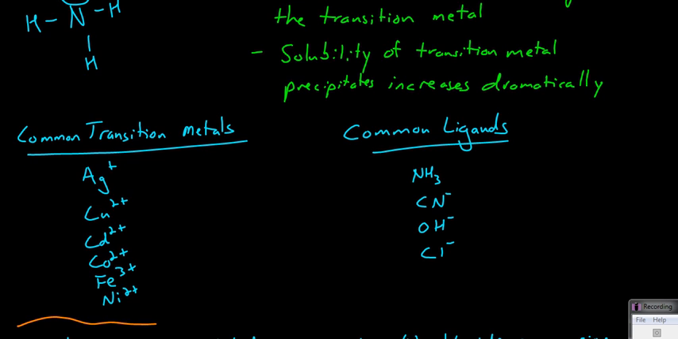So some common examples of transition metals that can form coordination complexes, complex ions, are silver, copper, cadmium, cobalt, iron, nickel. And additionally, for the ligands, common ligands include ammonia, cyanide, hydroxide, and chloride.